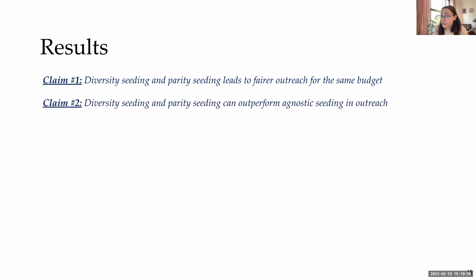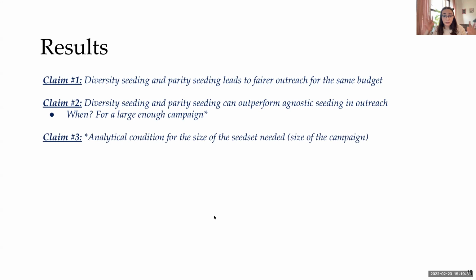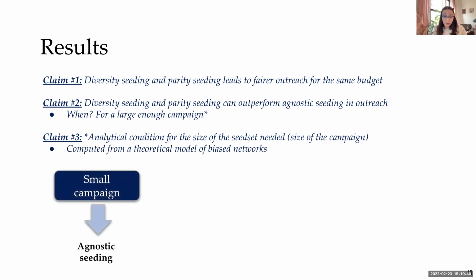The second part that's less intuitive is that both of them, diversity and parity seeding, can actually outperform agnostic seeding in the outreach. So even if we have this constraint of adding minority nodes that have lower degree, they can actually get better results, particularly when our campaign is large enough. And we can compute exactly what's the size of the campaign that will get us that. I'm going to show you how that looks. But the main idea is that if you have a small campaign and your budget is really small, agnostic seeding is going to perform the best in getting you as many people as possible. You will have a small trade-off, which is really small in practice, between being fair and being efficient.